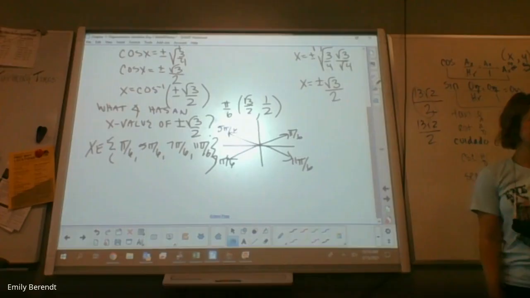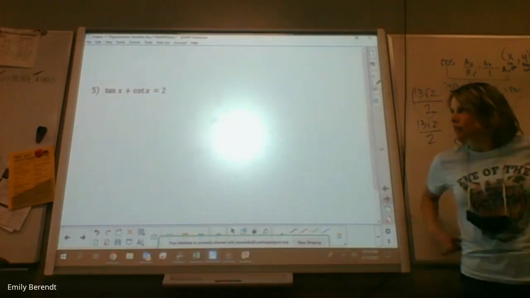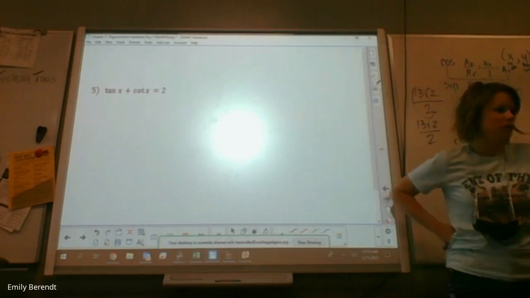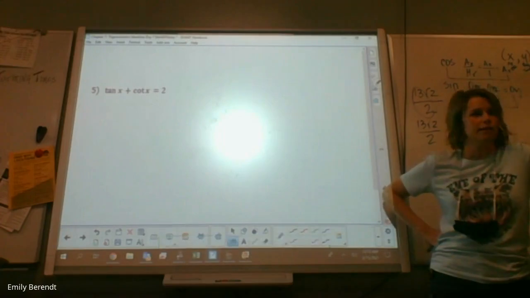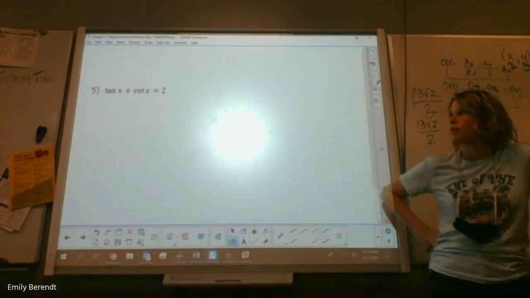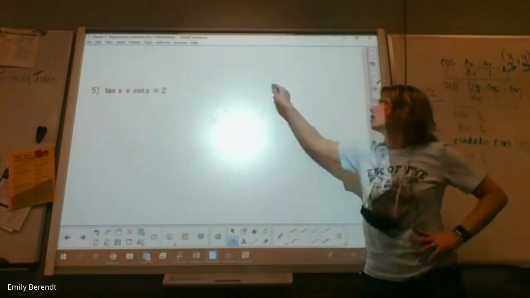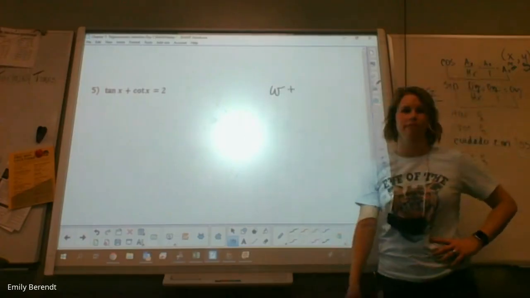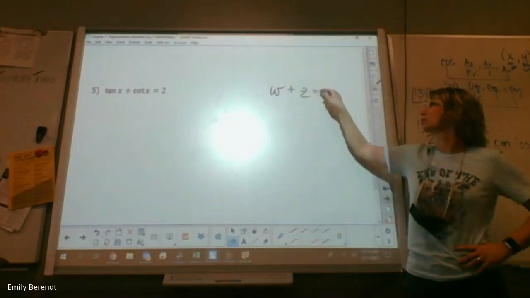All right, number 5. Tangent of x plus cotangent of x equals 2. All right, what do we think here? If you were to set this up algebraically, what might it look like? I think we let tangent be w last time. W plus z equals 2.